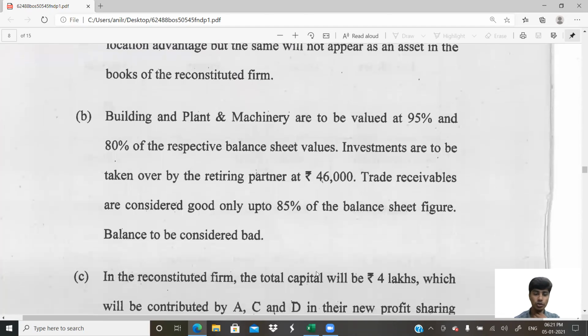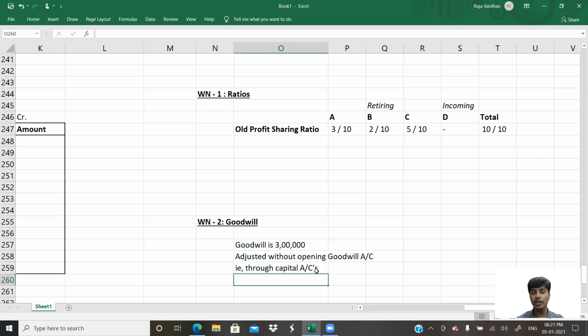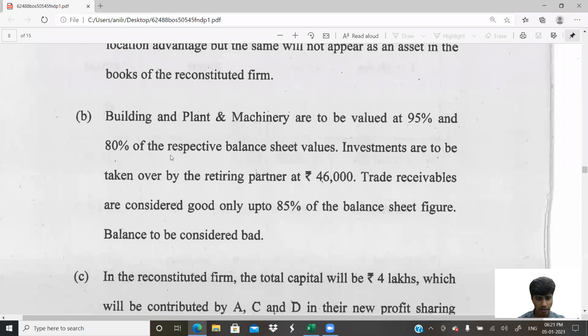Don't worry, I'll teach you how to do. Next, we're going to adjustment number 2. But you're going to ask me, sir, why did you complete goodwill adjustment? I want the ratios to be over. I want to know who's sacrificing, who's gaining. Only when I have that data, then I can go ahead and compute the goodwill. So let's go ahead.